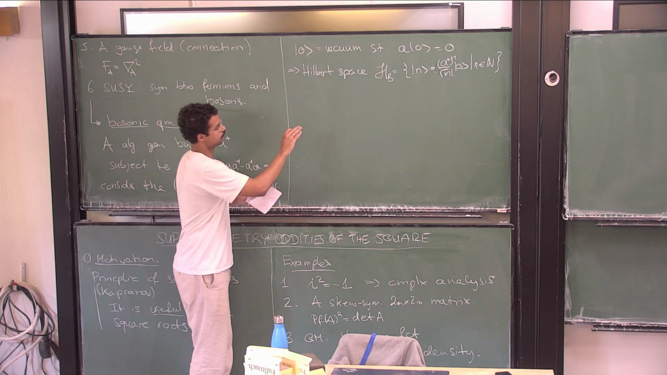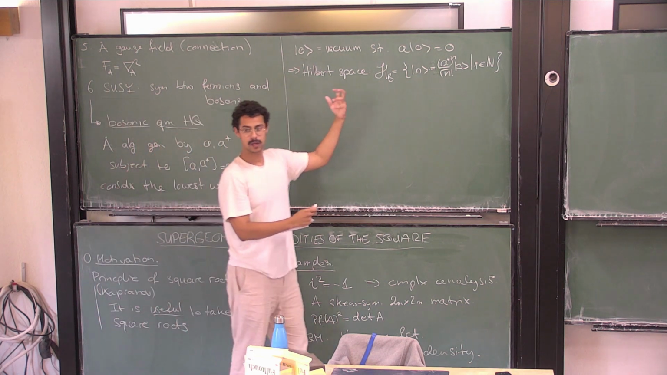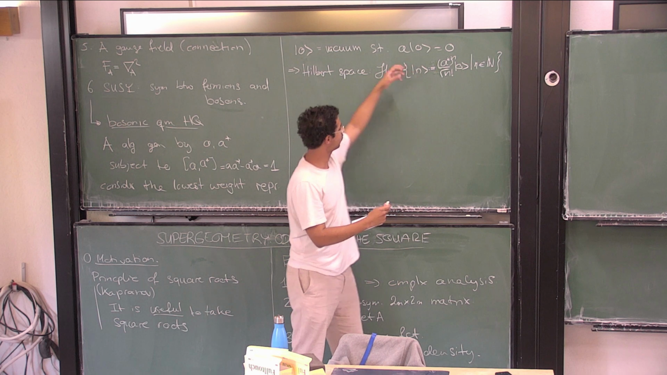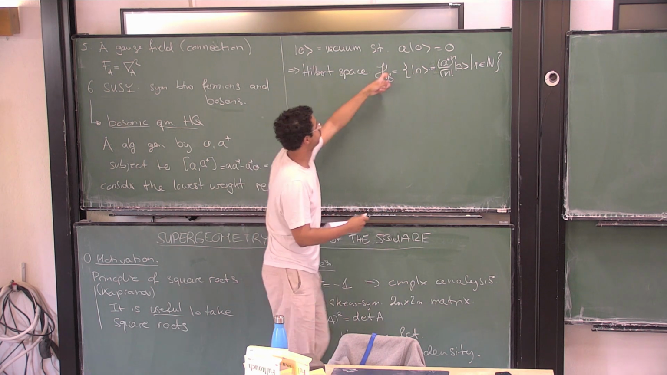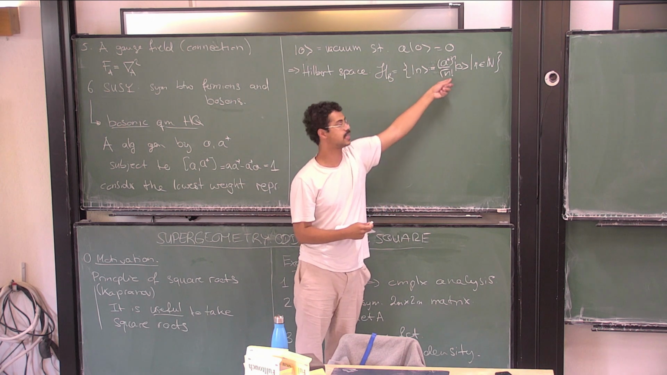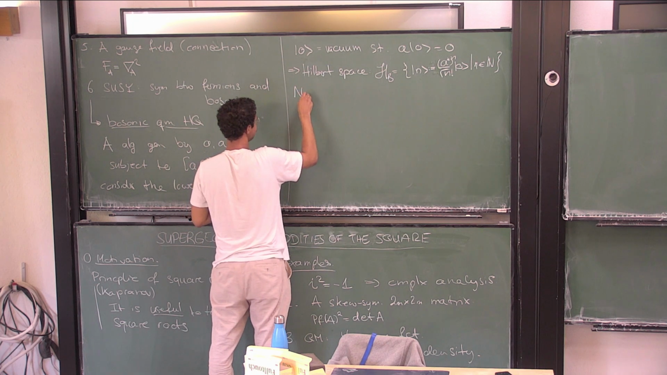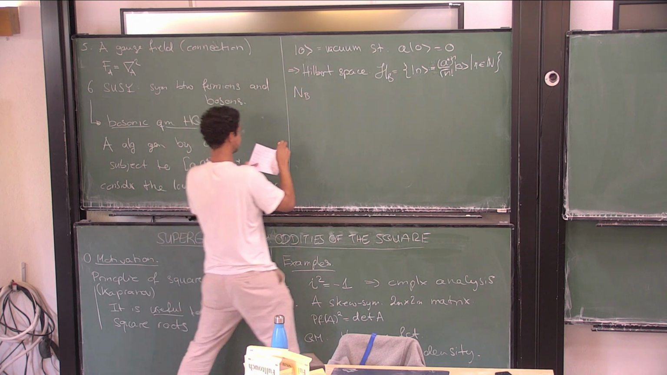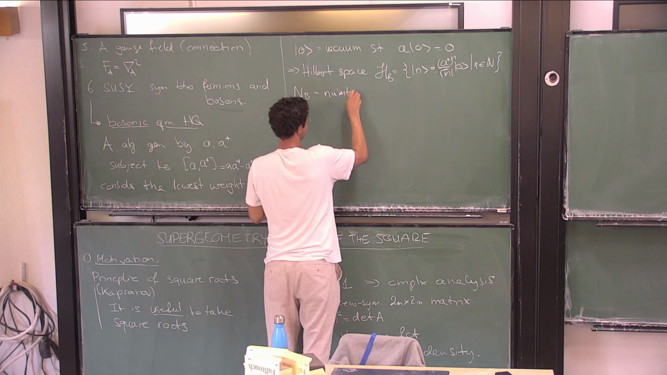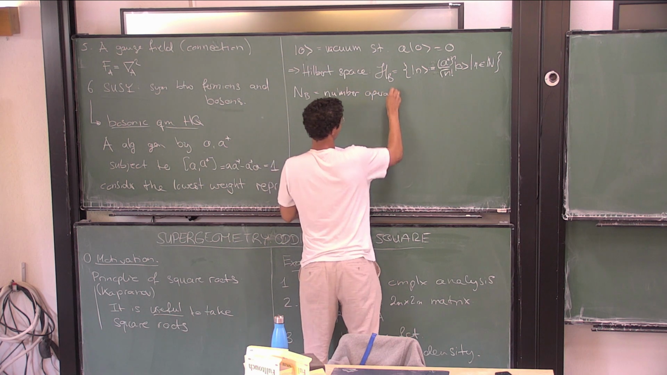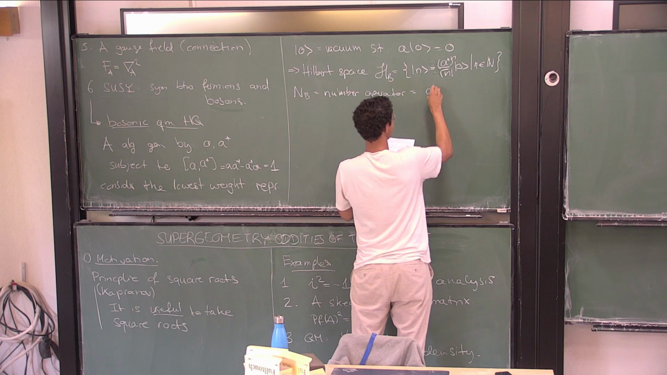So let's see how we act on it. We act with the creation operator A star just by augmenting n, and we act with A by more or less annihilating one of them. How would we do this? Well, one usually defines the number operator, N_B, which is just given by A star A.